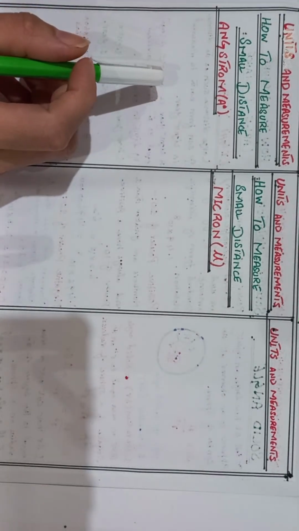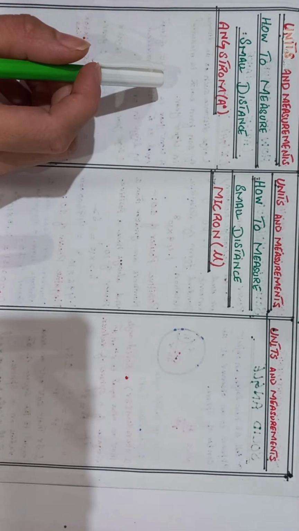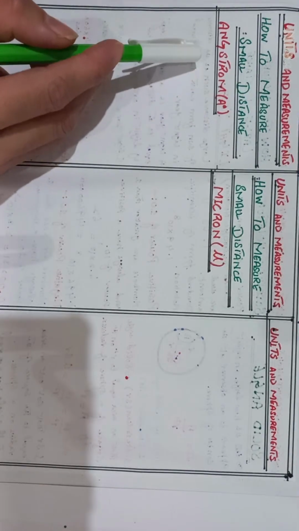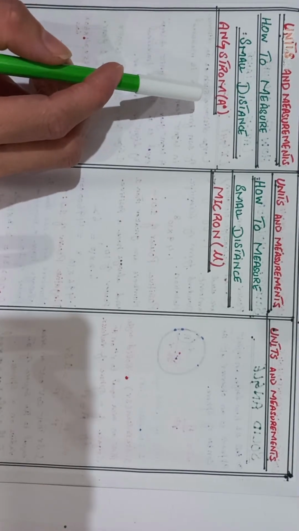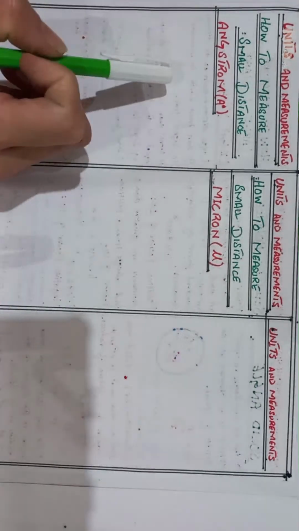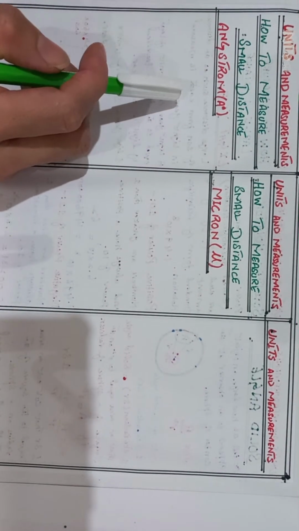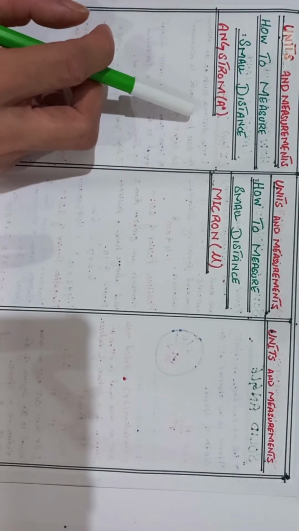Now here we discuss how to measure small distances. For small distances, we use two units. Earlier we used the angstrom, now we use the micrometer, which is also called micron. First, we discuss what the angstrom is.